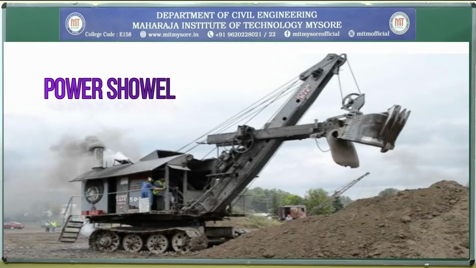And next, what are the different types available? There are basically two types. One is wheel mounted, another one is crawler mounted. What is the difference between these two is, in wheel mounted, high speed work can be carried out. The speed of the work will be faster compared to crawler mounted, which has very less speed because of the unstable soil condition.